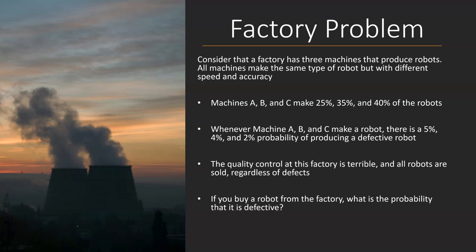Additionally, when these machines make a robot, they have a 5%, 4%, and 2% probability of producing a defective robot. So in addition to being faster, machine C also has higher accuracy in making correct robots. Unfortunately, the quality control at this factory is terrible, or actually it's completely non-existent, because they just sell all robots, regardless of whether or not they have a defect. The question is then, if you buy a robot from the factory, what is the probability that it's going to be defective?